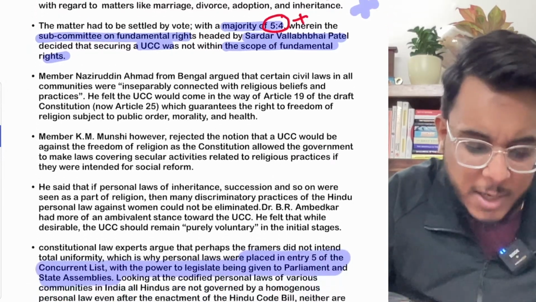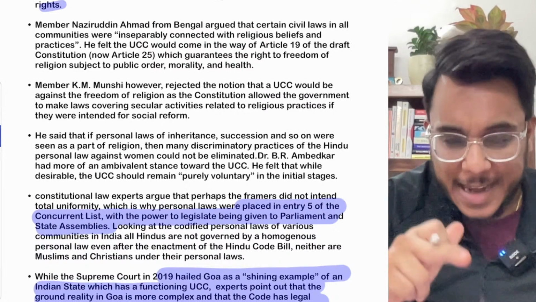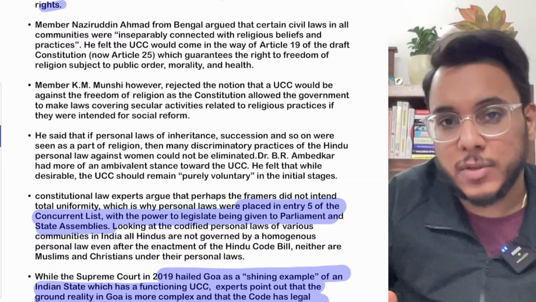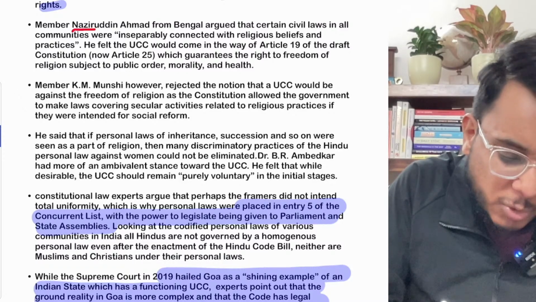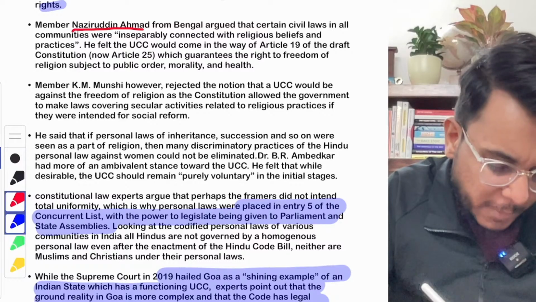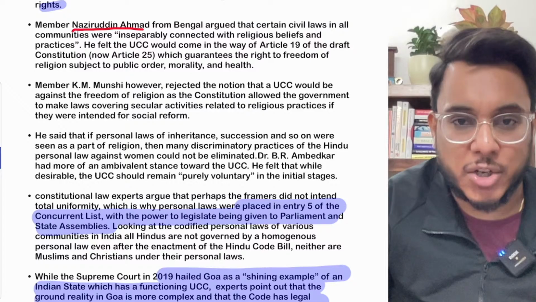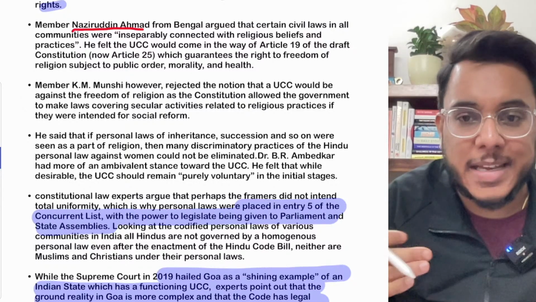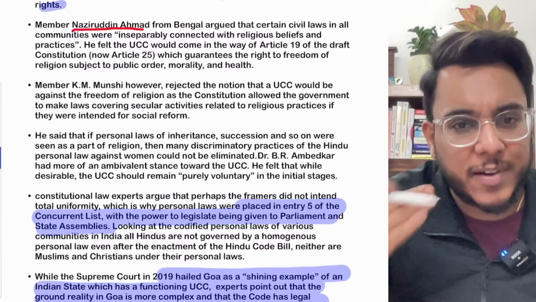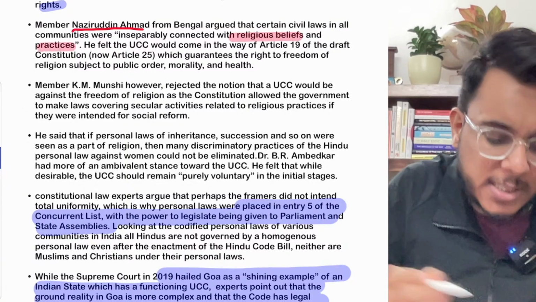Now, I am just giving you certain arguments that were given in the Constituent Assembly for and against the Uniform Civil Code. So, one of the members of the Constituent Assembly, Naziruddin Ahmad, provided this argument: when we talk about India, India is actually a secular nation, and different communities follow different types of civil laws in matters of marriage and adoption. They have different law systems, and all of them are connected with religious beliefs and religious practices.